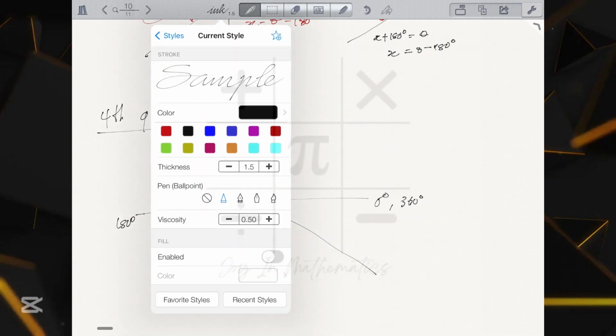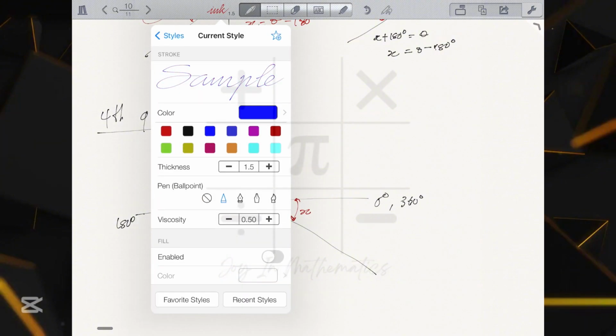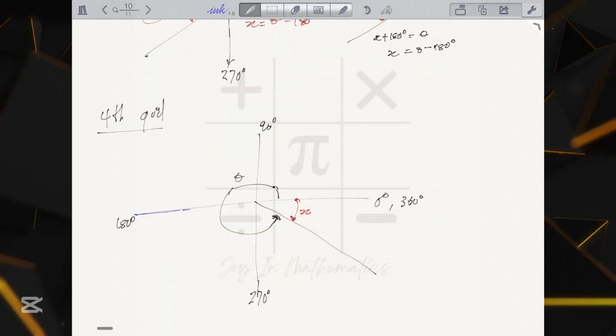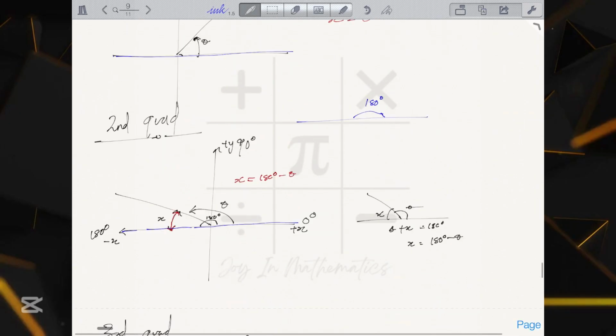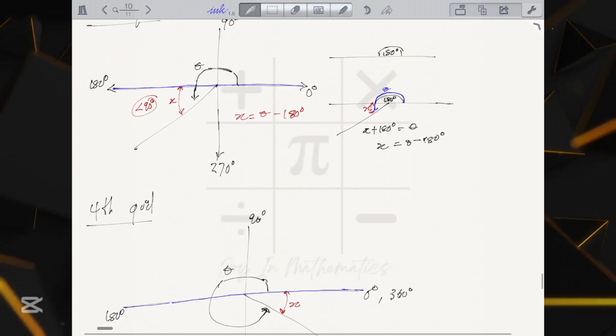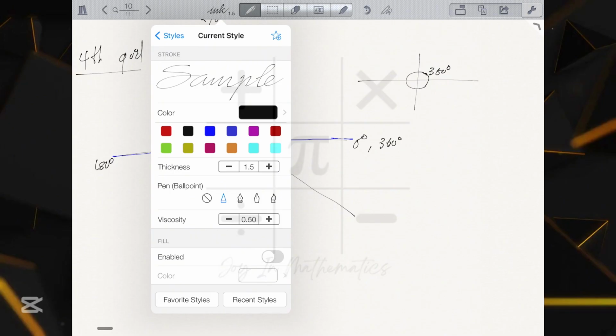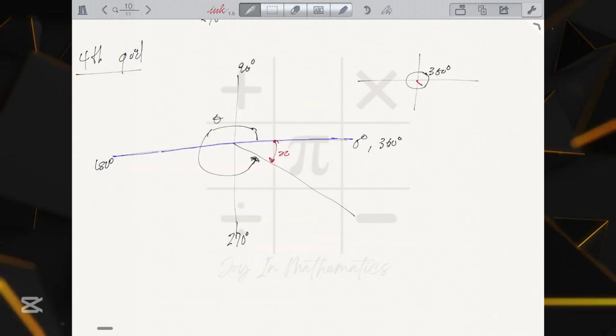Now we're looking for the related acute angle x. Now remember why we chose this x, because it is with respect to the x-axis. Now, if the total angle at a point, as we established in the first lesson video, the sum of angles at a point is 360 degrees, and then we have an angle here that is x degrees.